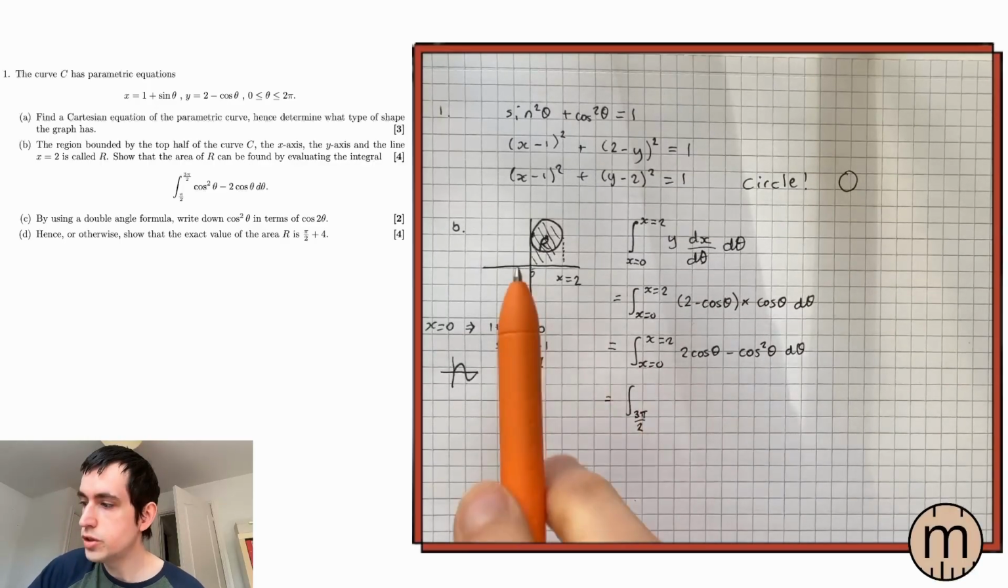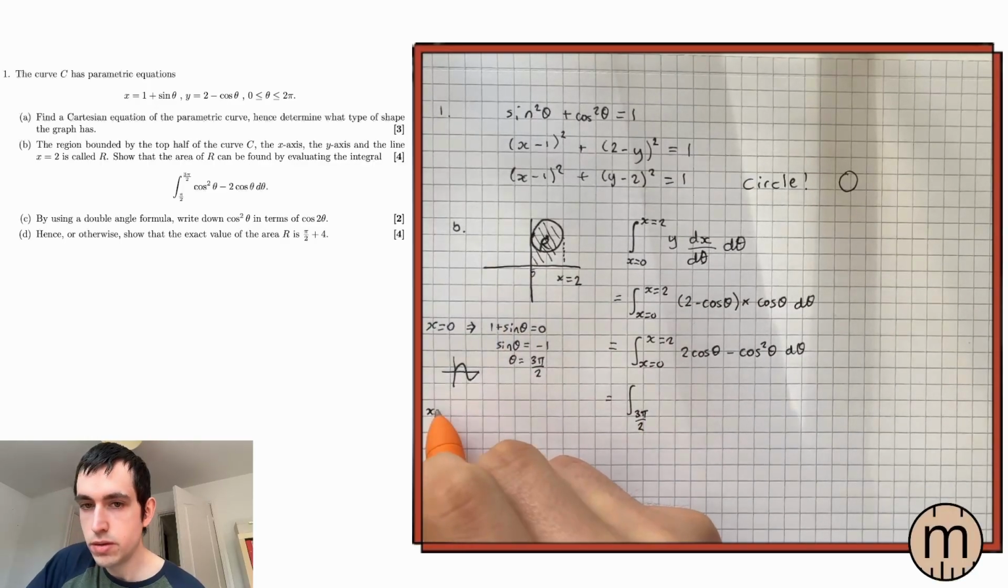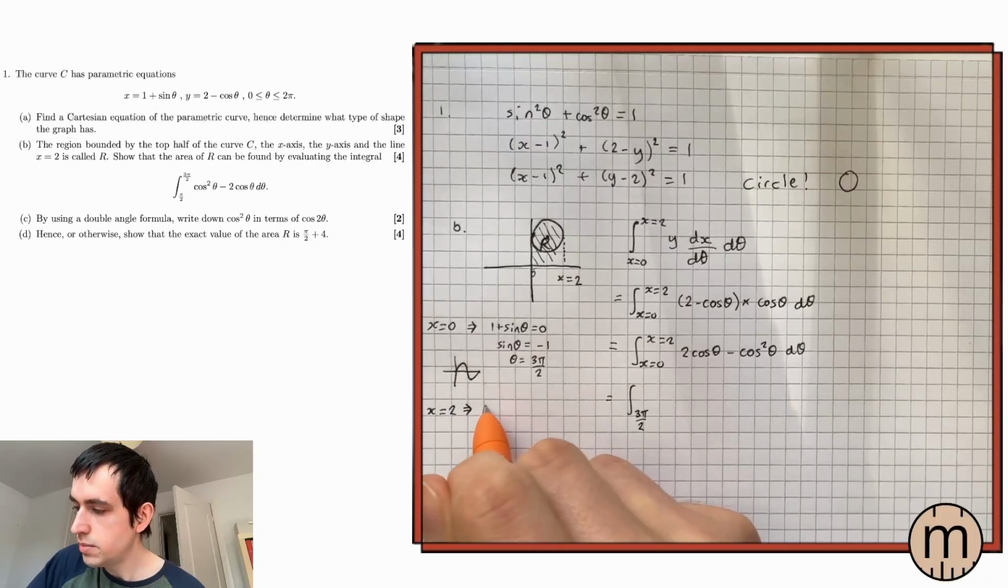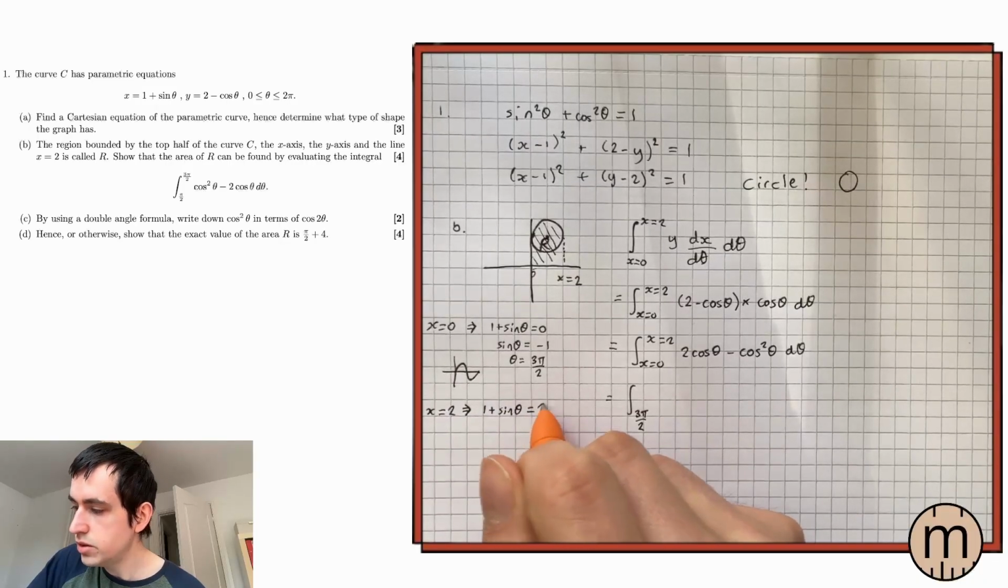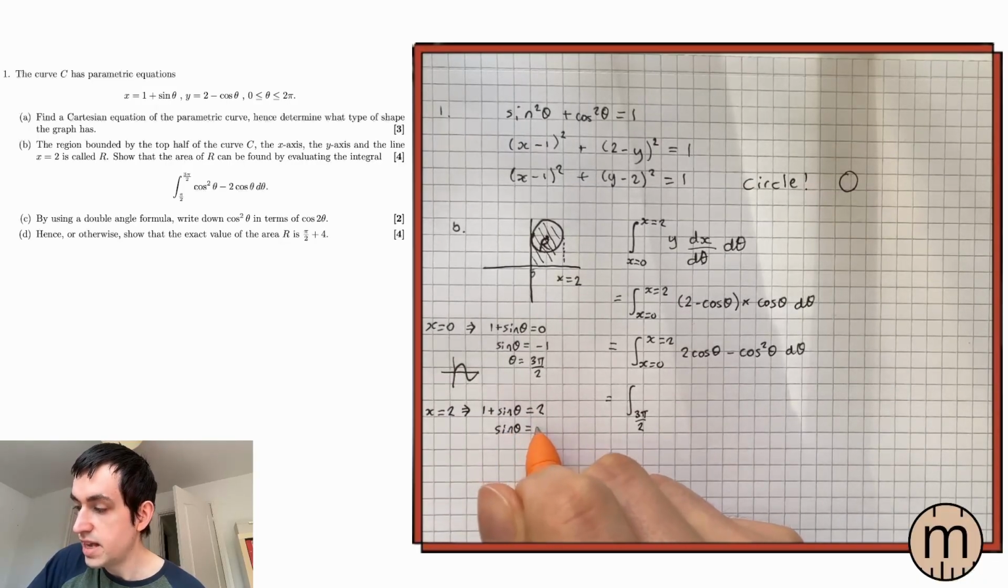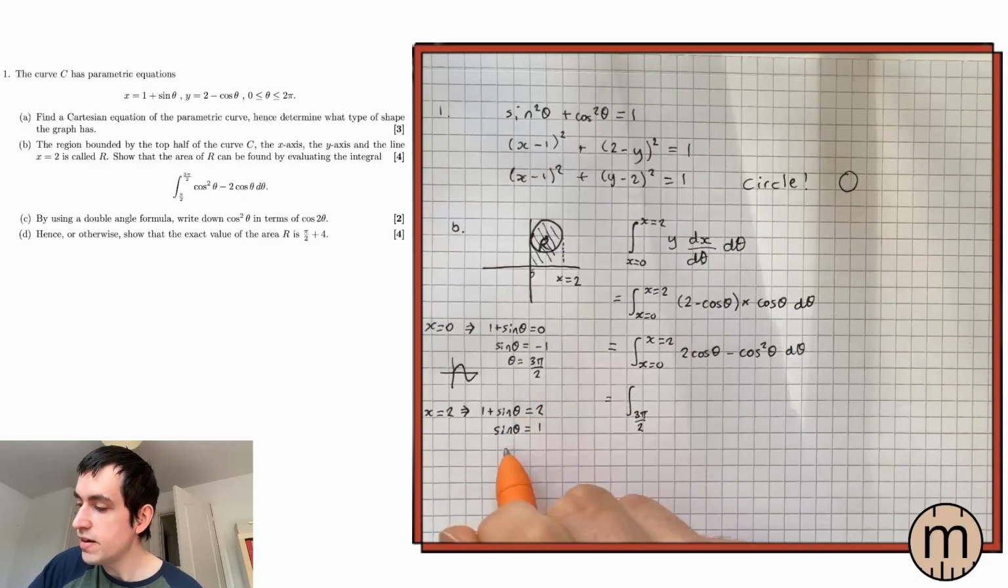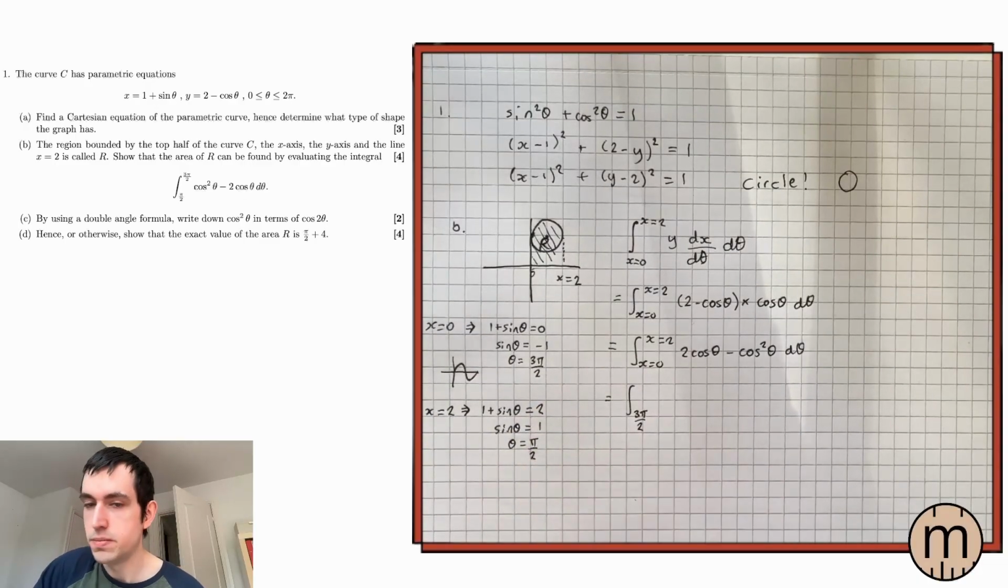Next one, x is equal to 2. When is x equal to 2? X is equal to 2 means that 1 plus sine theta is equal to 2. Sine theta is therefore equal to 1. Use the same graph. Theta is pi over 2.